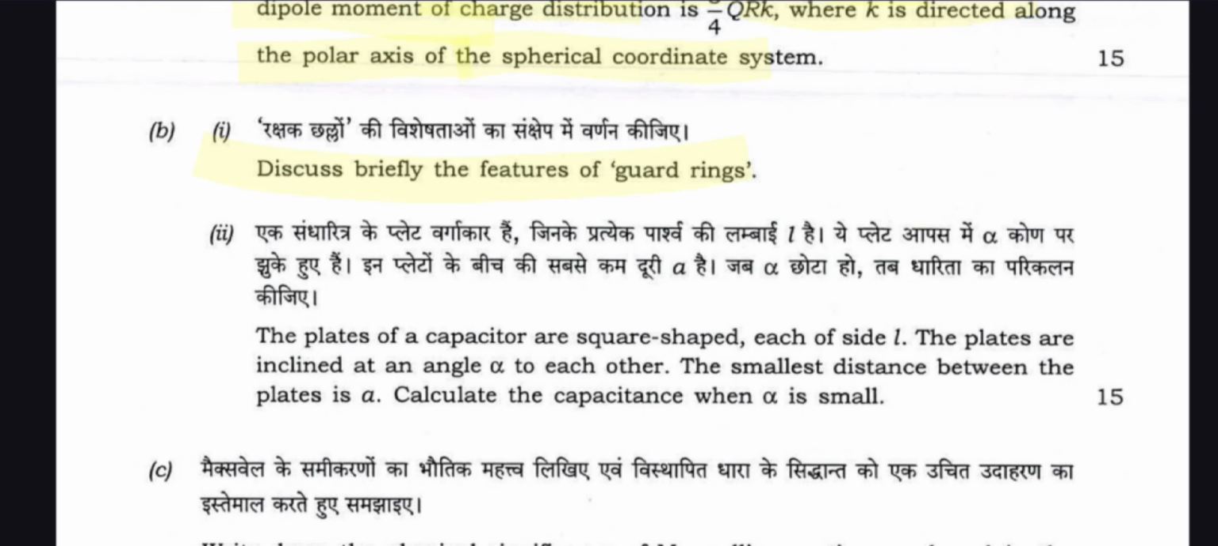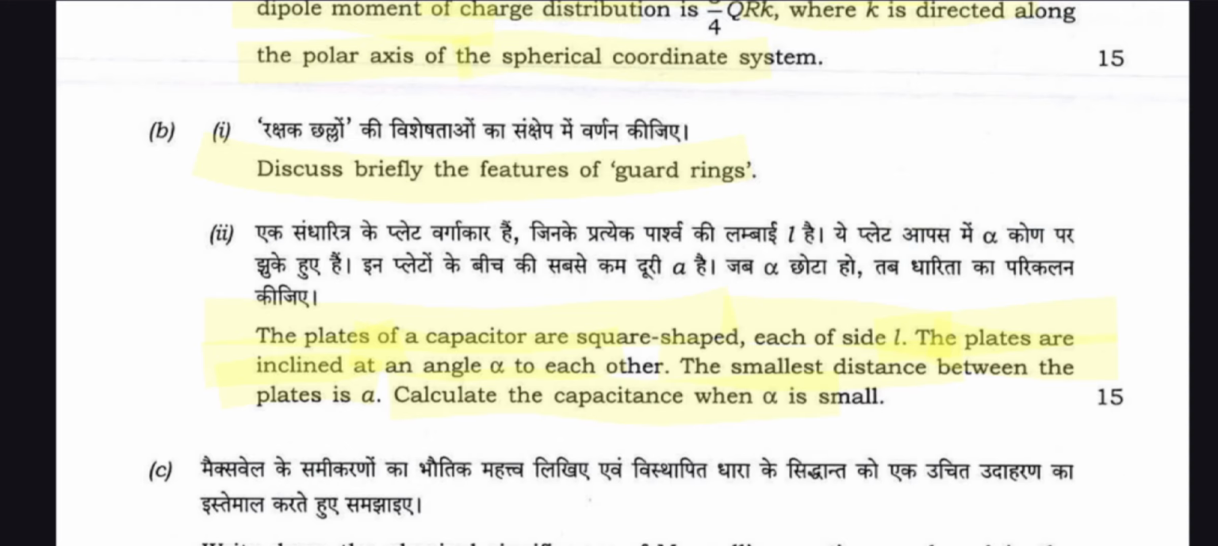Discuss briefly the features of guard rings. The plates of a capacitor are square shaped, each of side L. The plates are inclined at an angle alpha to each other. The smallest distance between the plates is a. Calculate the capacitance when alpha is small.